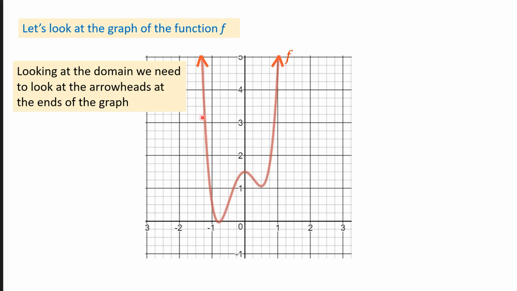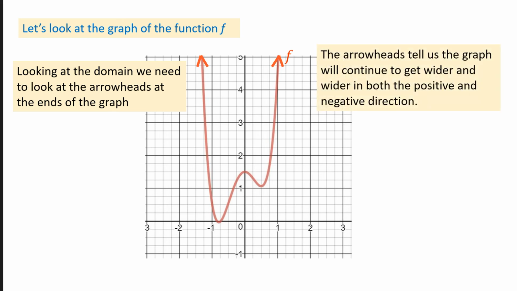These arrowheads tell me that this graph is going to get wider and wider and wider gradually. It'll get wider and wider to both the negative and the positive direction. So we need to get used to looking at arrowheads to tell us the graph will also get wider and wider in both the positive and the negative direction, telling us the domain is the set of all real numbers. So negative infinity to infinity.